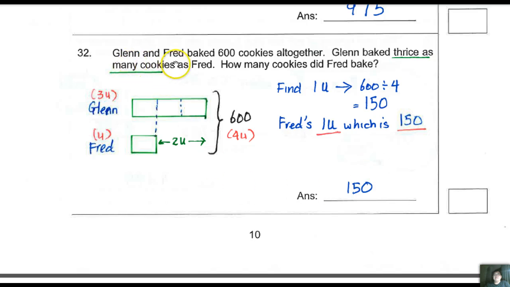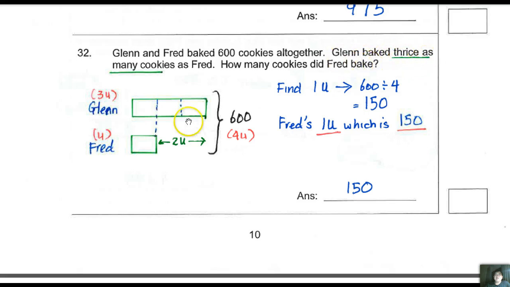Now Glenn and Fred baked 600 cookies all together. Glenn baked thrice as many cookies as Fred. Now if you have seen phrases like how many more, how many less, twice more, thrice less, or twice as less as, remember these are all leading you to draw a comparison model. Like this comparison model. A bigger number compares to a smaller number. Now the relationship is thrice.